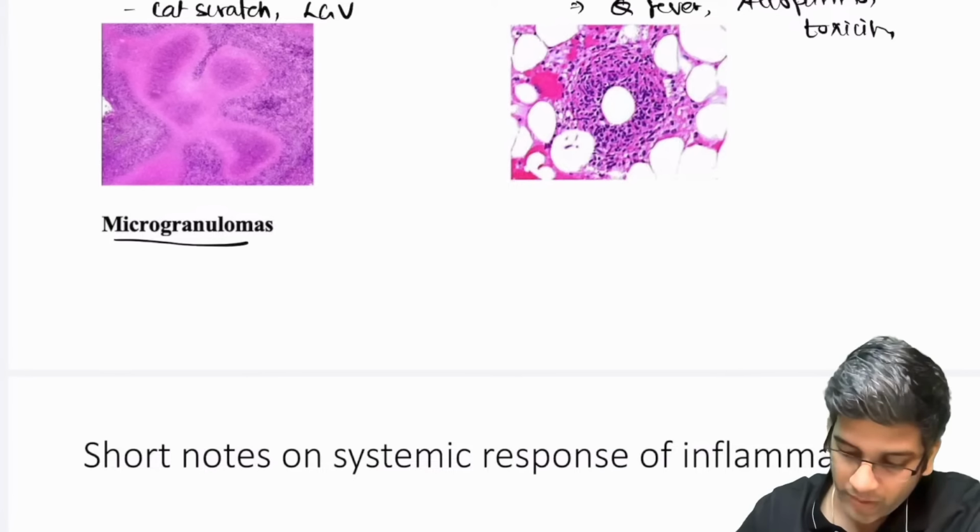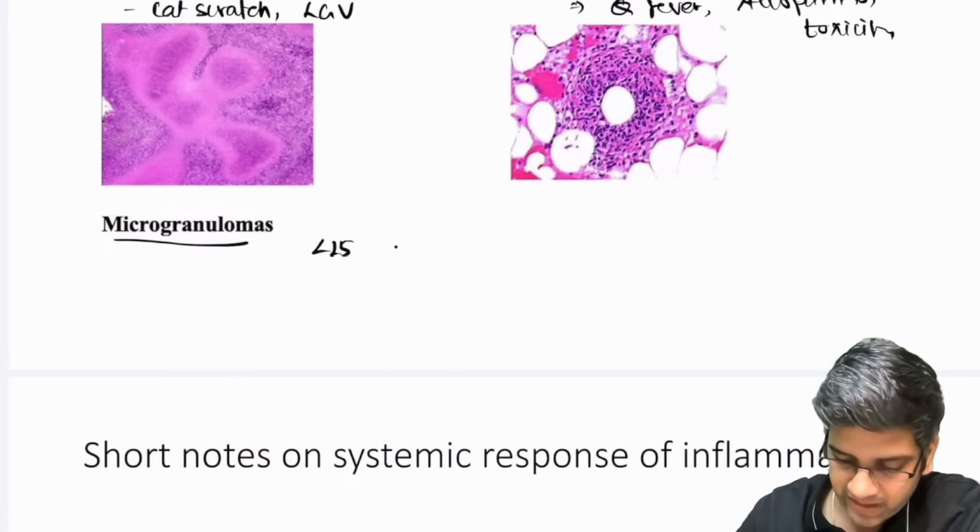Last but not least, microgranuloma. When do I call that? Less than 25 epithelioid cells.